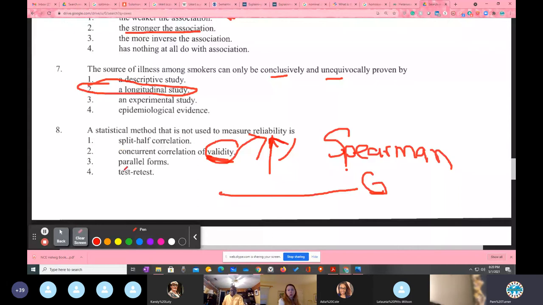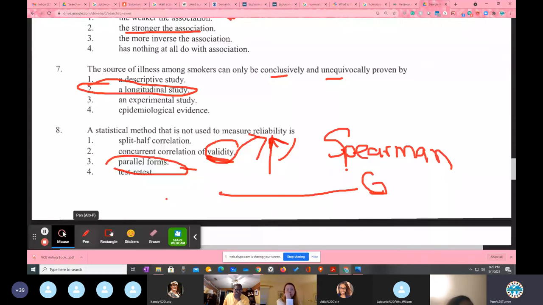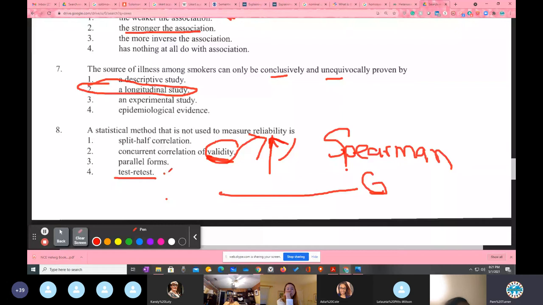Okay? Parallel forms, that's also part of reliability. So we know with the NCE, there's a form A and a form B. There's two different forms. It doesn't matter which one you get, the test is still valid, okay? And I think I mentioned test-retest. Test-retest means that if I take a test the first time, okay, and I go back and I take it again in two weeks, and I haven't done anything different, I'll get the exact same score. That's test-retest reliability, okay?